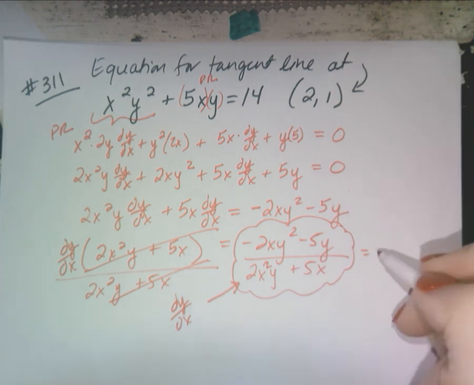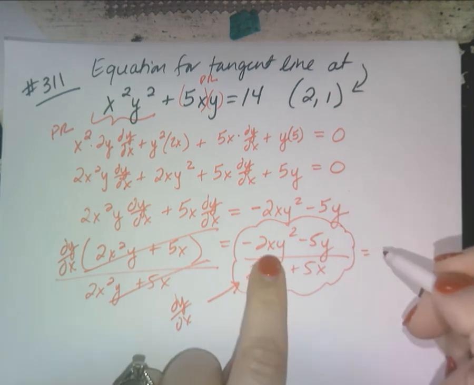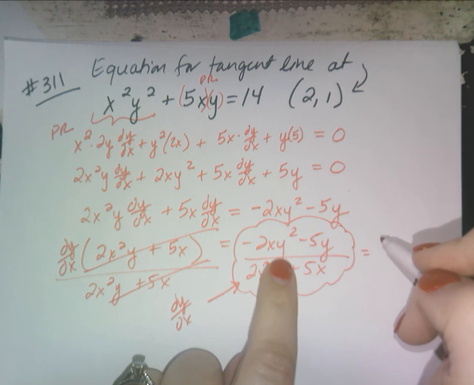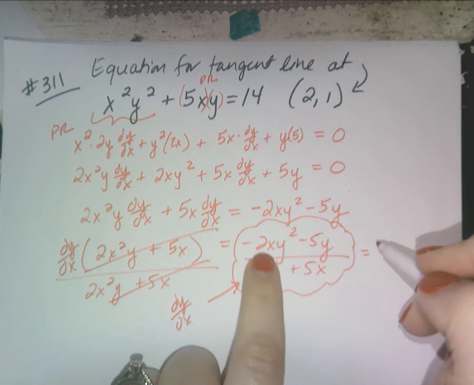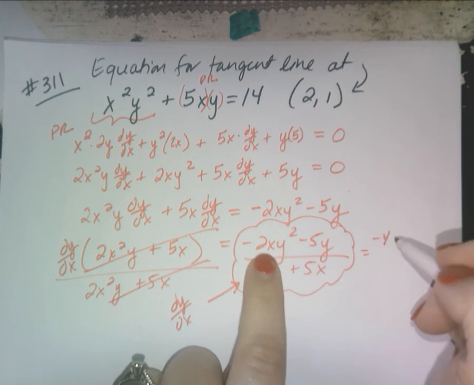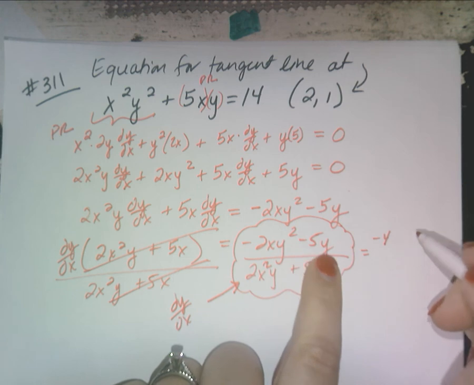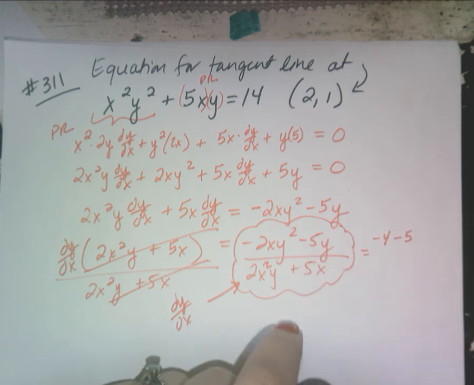So what you're doing is everywhere you see an x, you're going to put in a 2. And everywhere you see a y, you're going to put in a 1. So really, this is -2 times 2, which is -4. This would be -5 times 1, which is -5. See, it's not that bad.